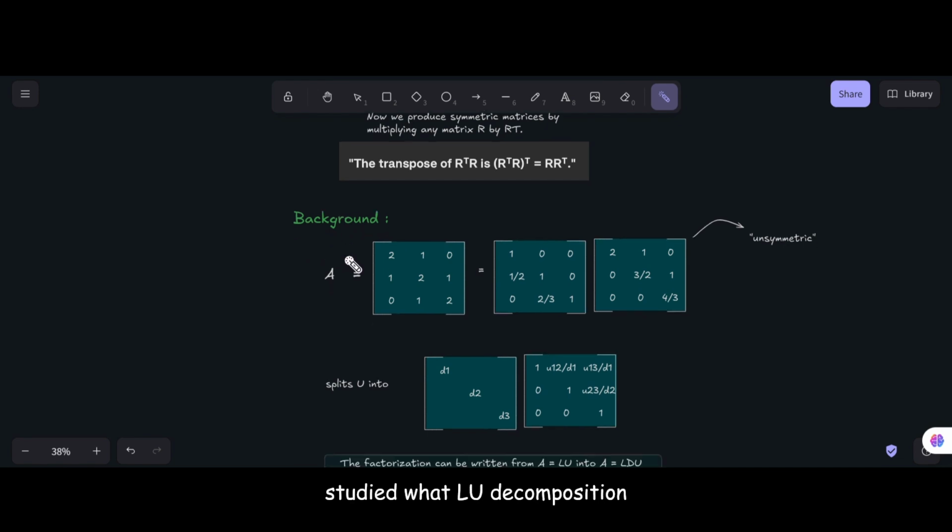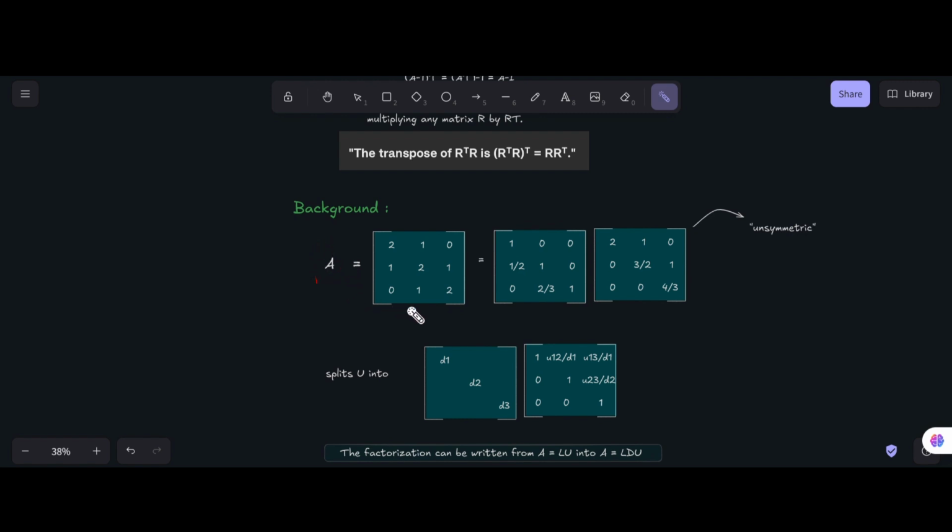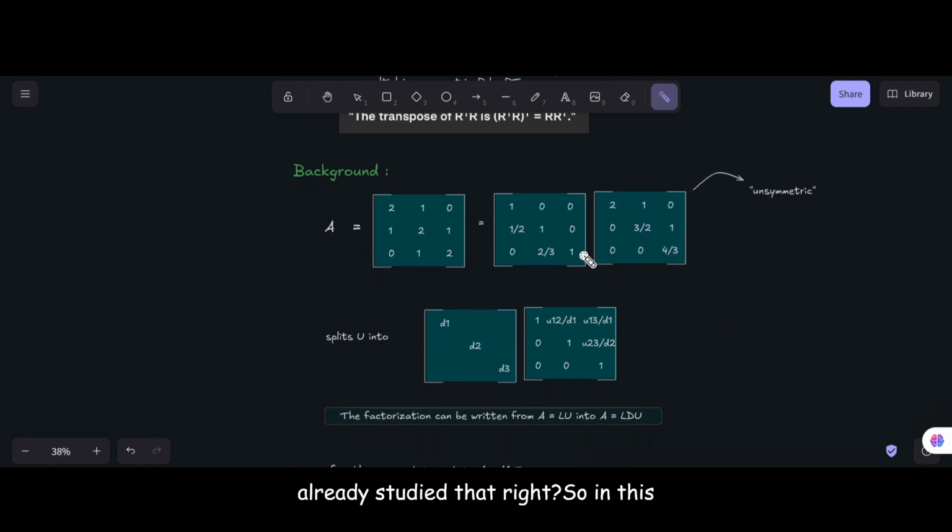Earlier in our previous lectures, we studied what LU decomposition was, right? If I am given any square matrix A, I can factorize it into L and U, where L is the lower triangular matrix and U is the upper triangular matrix. Our first observation is that in the lower triangular matrix, the diagonal entries are 1. Why is that so? Because we did the elementary operations on the off diagonal entries only, to produce the pivots. That is why our diagonal entries are 1.